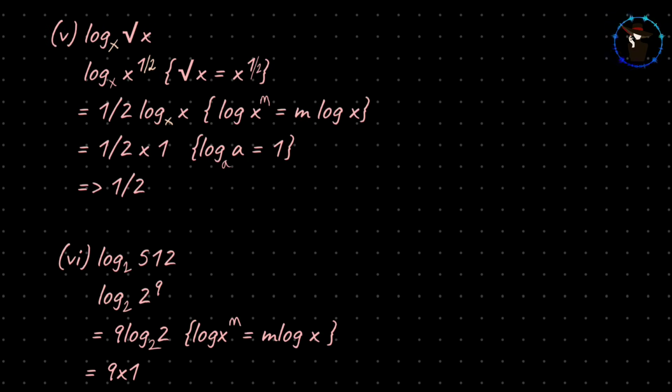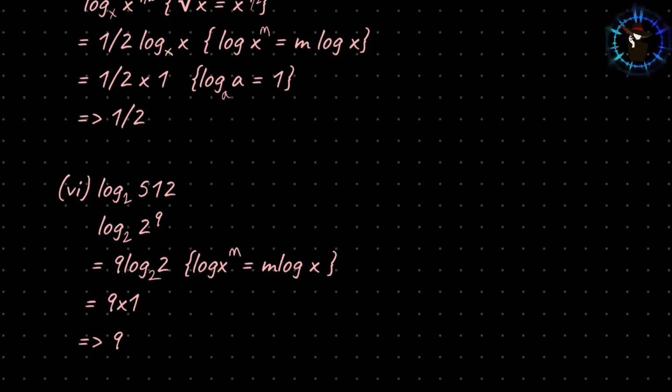Fifth one, log root x with the base x. Now root x can be written as x power 1 by 2, right? That is how the root can convert. Here it is. Then again we will bring this half in the front, 1 by 2, log x with the base x. Then again x same, it turns into 1. Half into 1 is half.